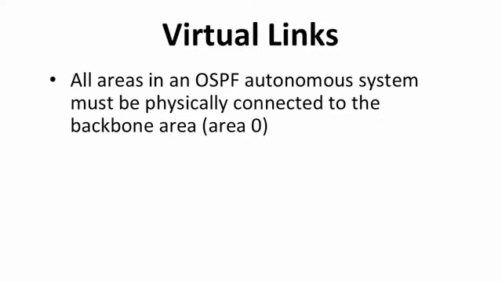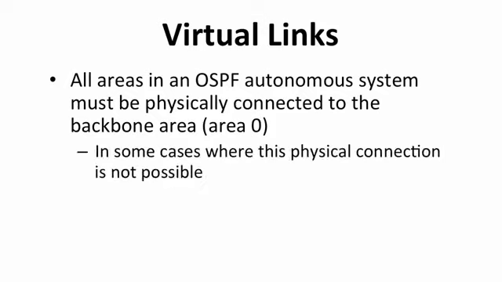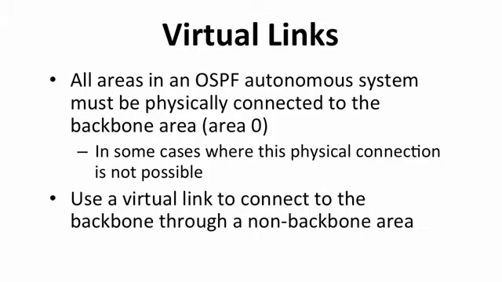the network. So there's your ideas of networks and areas, but all areas in an OSPF autonomous system must be, as you know, physically connected to the backbone area. Well, what if you can't do that? What if you can't connect an area to area 0?